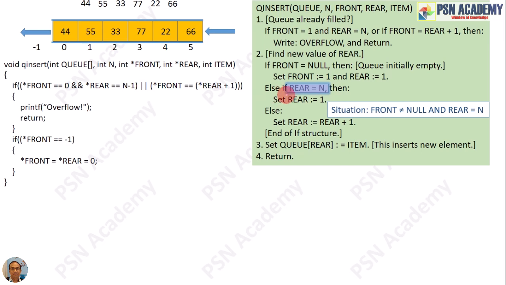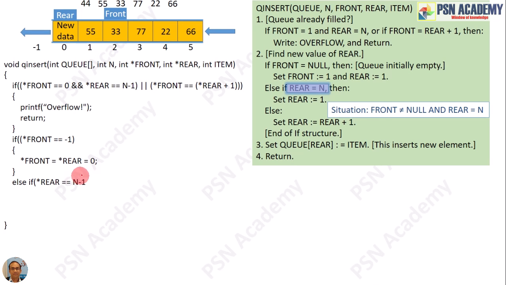We move to the else if part. It says that if rear is n. Now the situation will be front is not null and rear is n, right? That means front is somewhere, say at index 2, and rear is at the last index, that is index 5. So if this is the situation, then what to do? You already know that in this kind of situation, you bring the rear to the first index and put the new data over there, right? The algo says set rear to 1 and we set rear to 0.